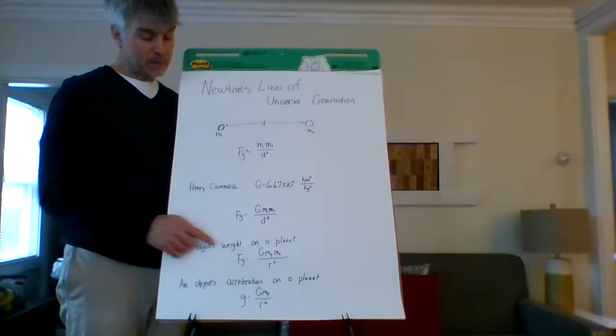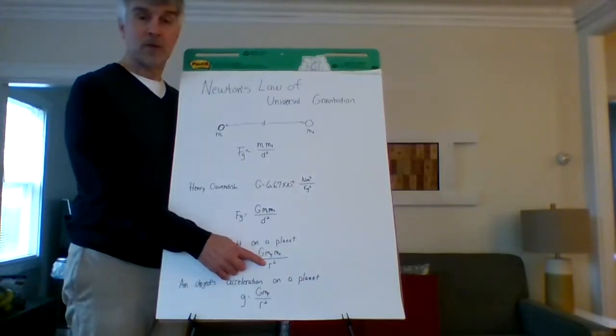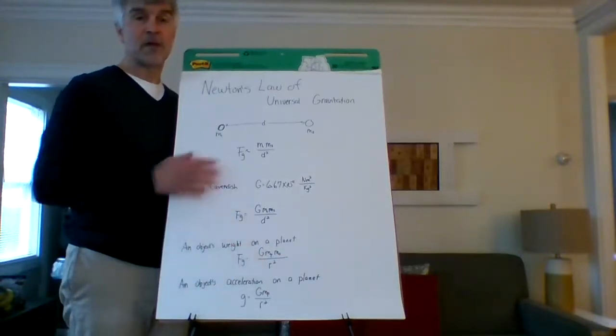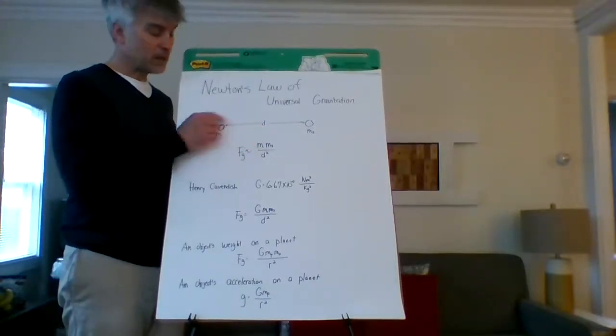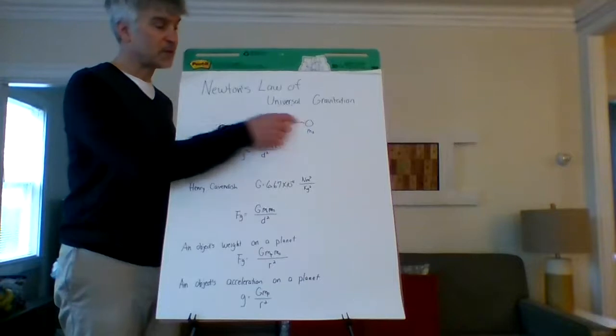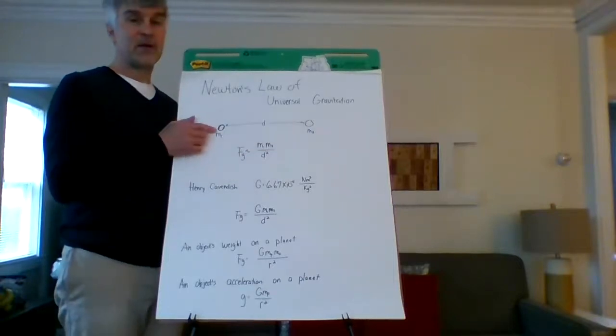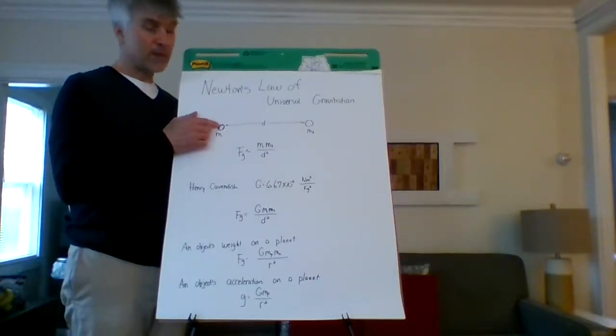And to do that, you would use the radius of the Earth. So one thing I kind of skipped over here is that this distance d is from the center of one object to the center of the other object. I know I didn't draw it that way, but that's how it's measured.